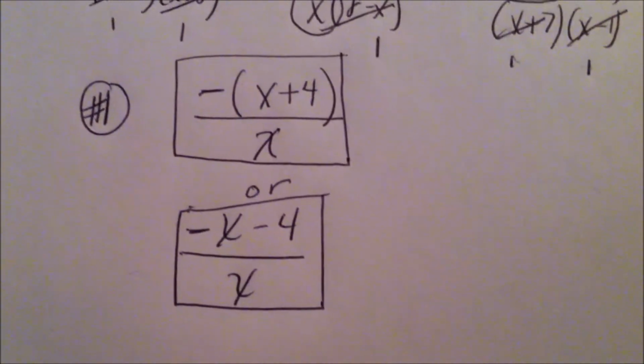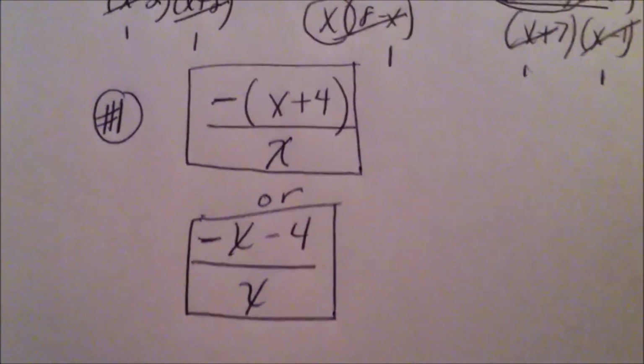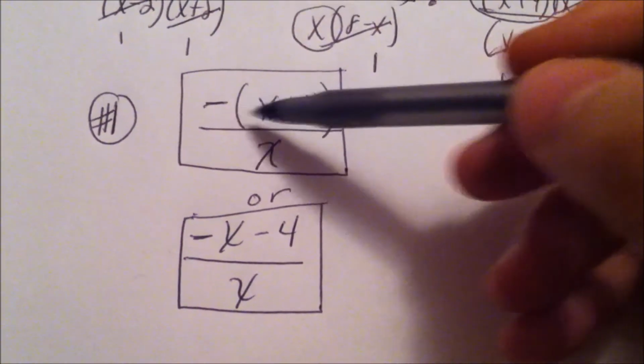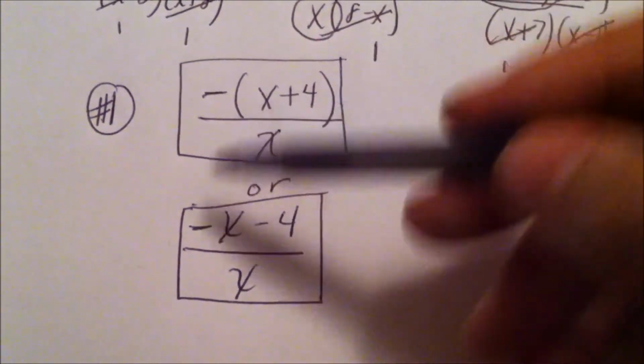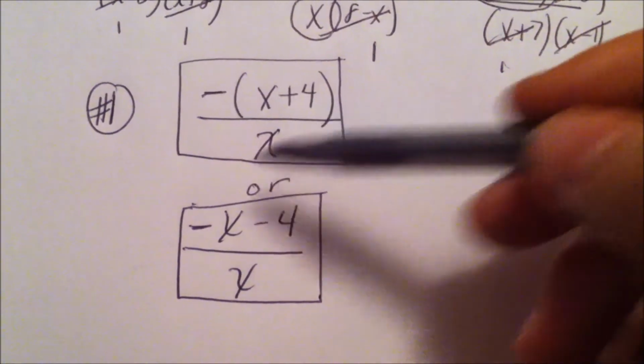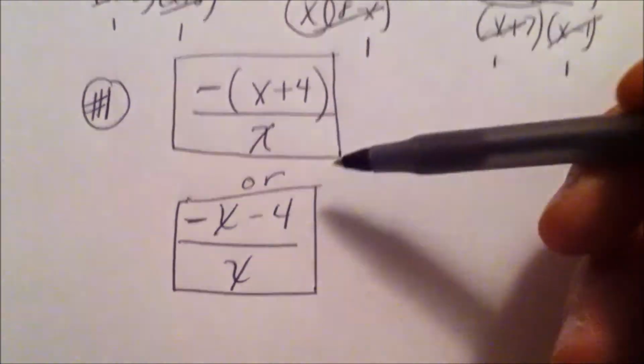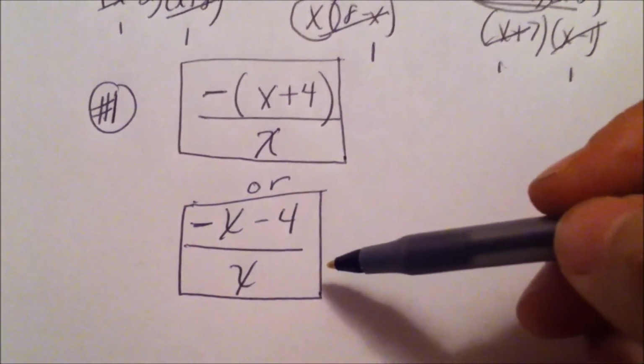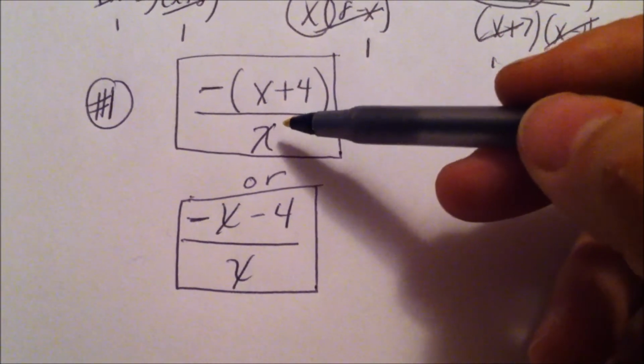Alright, the answer to this rational expression multiplication division question is either one of these. The negative quantity x plus 4 over x, or if you want to distribute it, the negative x minus 4 over x. Either is acceptable. This is more likely to be a part 1 solution as opposed to this.